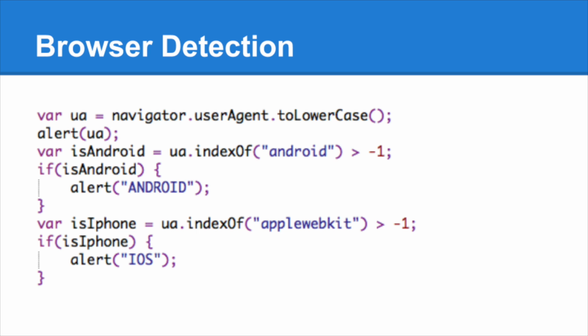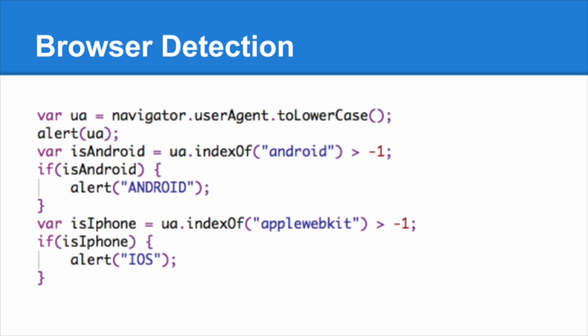Navigator.userAgent is the user agent string that the browser sends through, and it tells you which browser is being used. Basically, the way this works is we turn it to lowercase because some browsers send it through mixed case, some are lowercase, so we simplify that. If the word Android appears somewhere in that browser string, we know they're on an Android device. For Apple, it's called Apple WebKit. If the string Apple WebKit appears in the user agent string, they're on an iPhone, an iPod, an iPad, an Apple device.